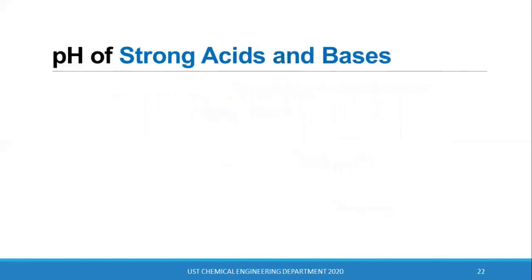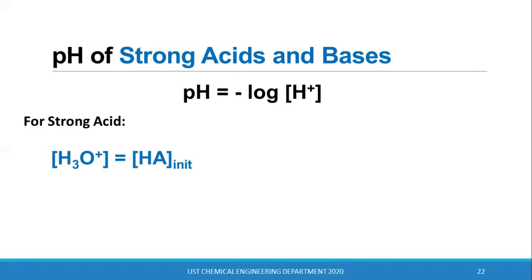So how do we calculate the pH of strong acids and bases? First, let's recall the formula for pH. For strong acids, the hydronium or hydrogen ion concentration is equal to the initial concentration of the acid because sabi nga natin kanina, they completely dissociate in water. So to calculate pH, we just need to plug in the concentration of the hydrogen ion and then we can solve for the pH. Mabilis lang talaga ang calculations kapag strong.